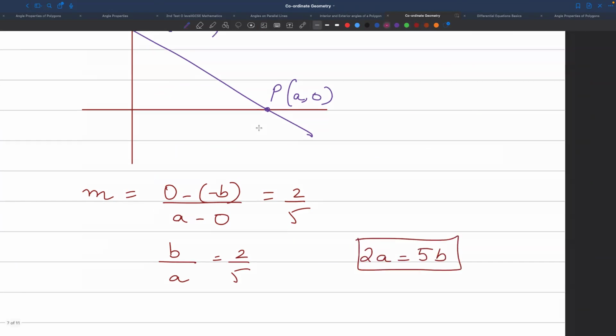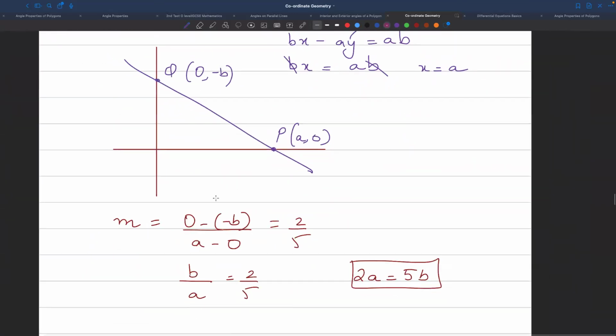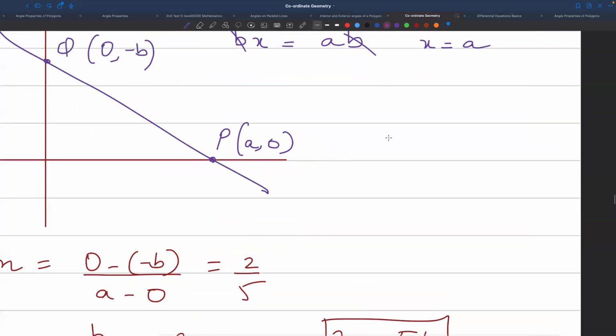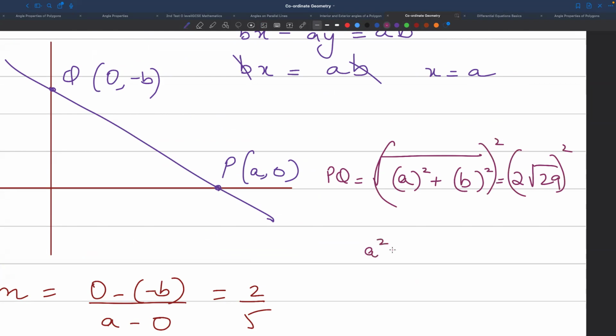And what I also know is that the length of the line is 2 root 29. How do I find the length of a line? The formula we know is, for PQ, x2 minus x1, so a minus 0, a square, plus 0 minus minus b, that will become a plus b, and that is equal to 2 root 29. If I square both the sides, I will get a square plus b square is equal to 4 times 29, which is how much? 116, है ना?